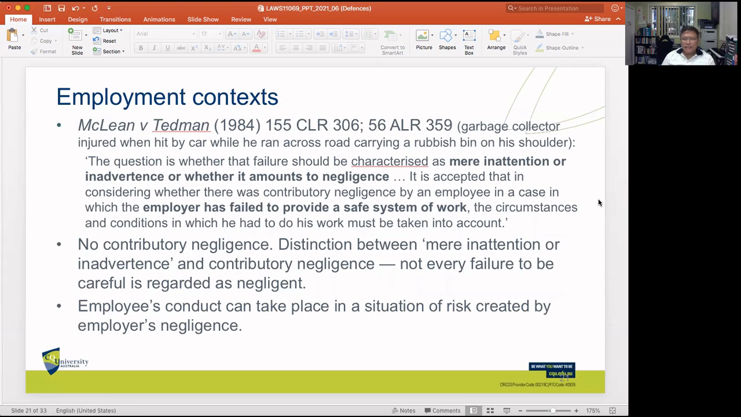Now, let's look at employment contexts, and then later on, we'll look at issues about intoxication. In McLean versus Stedman, we had talked about this in the previous weeks. This was a situation where you had a garbage collector who moved around from street to street, crossing the street to pick up the garbage bins. That would be quicker, right?